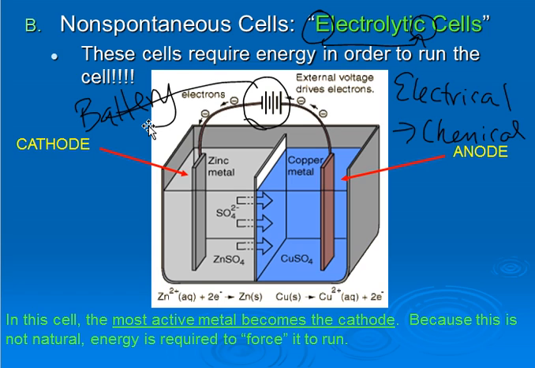And here everything is going to switch. Since they require energy to happen, our anode and cathode are going to switch places. So instead of the anode being the one higher up on Table J, now the anode is going to be the one that's lower on Table J.